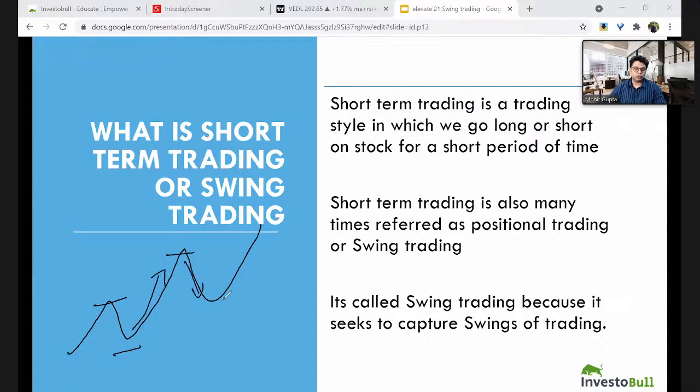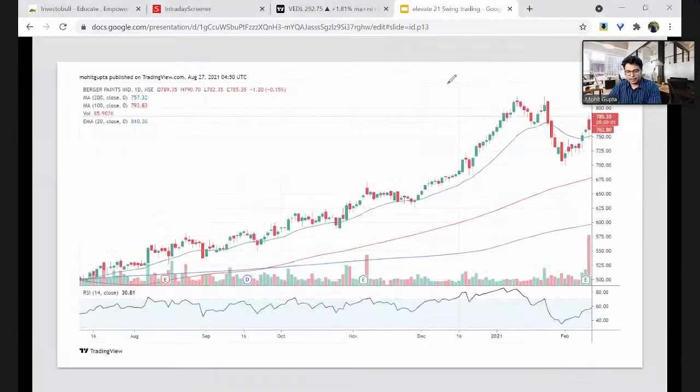We try to capture these swing movements. Whenever the market makes these swing movements, we try to capture them. That is the reason why this trading style is called swing trading. Now going forward, I have a chart here, a chart of Berger Paints, and I will try to explain what the possibility of swing trading is here.